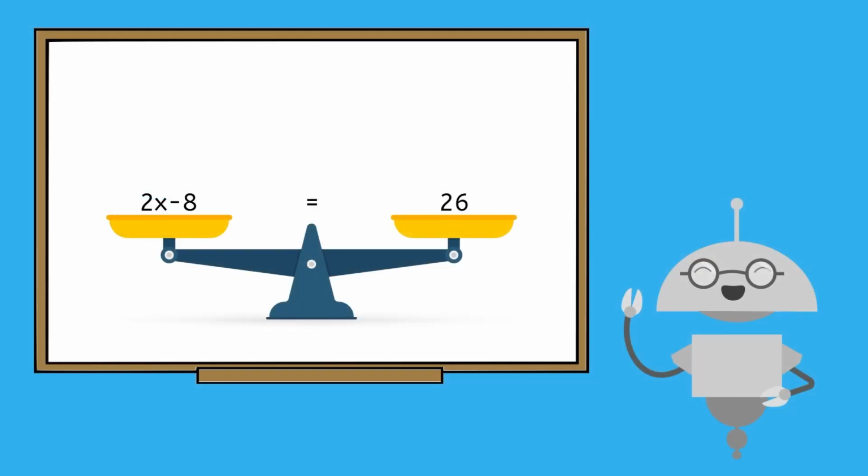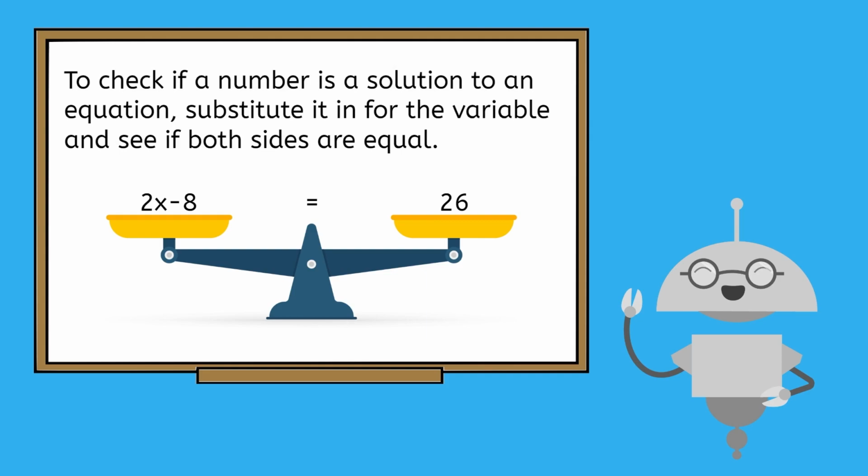The most important thing about equations is that both sides are equal. So to check if a number is a solution to an equation, substitute it in for the variable and then see if both sides are equal.